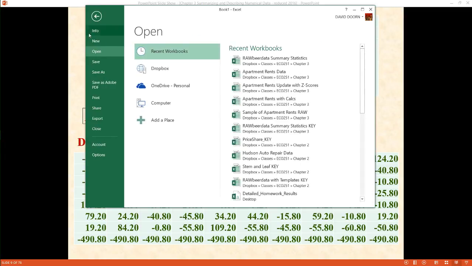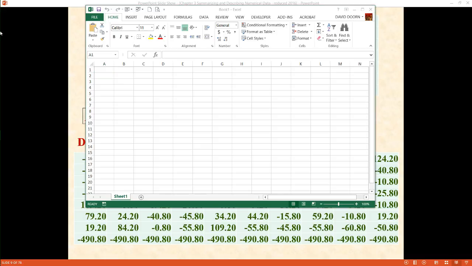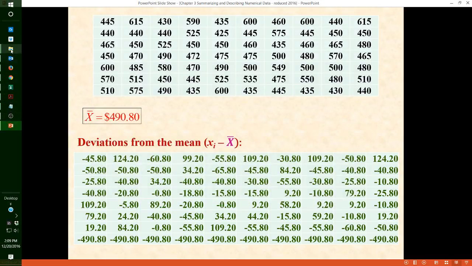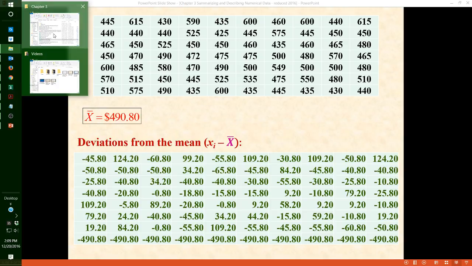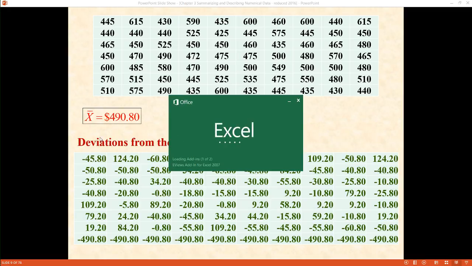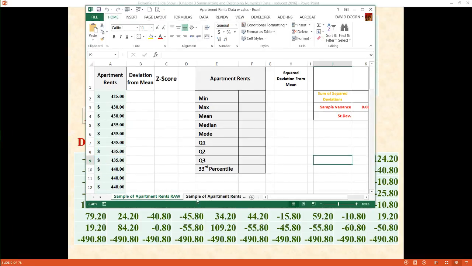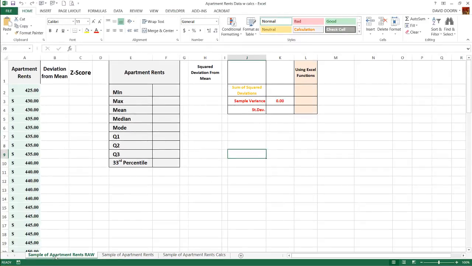I posted it. Apparently I didn't save the one I posted. I don't have that accessible, but I have it here. Give me a sec. You can download it. I did post it. The name of what I posted is sample of apartment rents raw, the raw data, and I left all this in there.